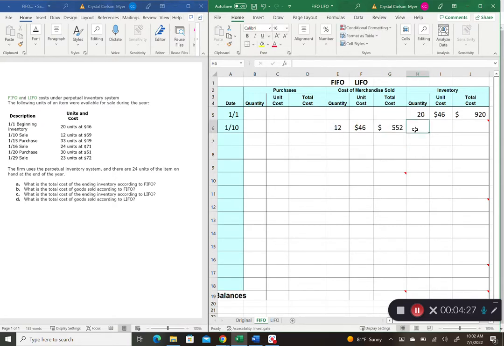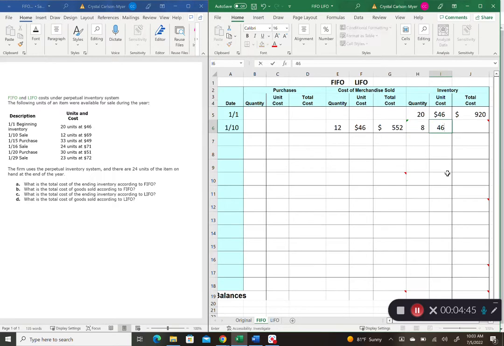All right, so I sold 12 units. My ending inventory started at 20, so I'm going to do equals 20. And then I went ahead and sold 12. So I have 8 units of inventory left over after I sold those 12 units.